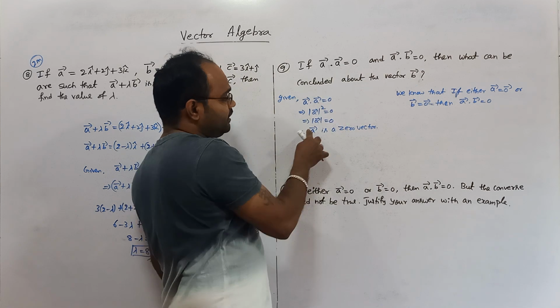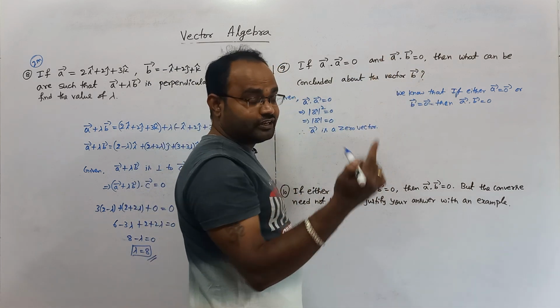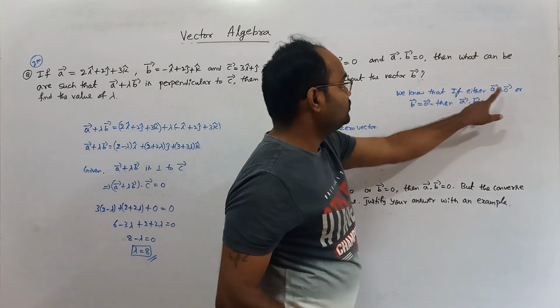Now we already got magnitude of vector A is 0, so therefore A is a 0 vector. B can be any vector. It will satisfy either A equal to 0 or B equal to 0.